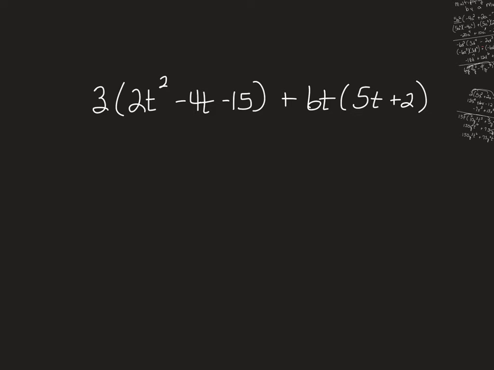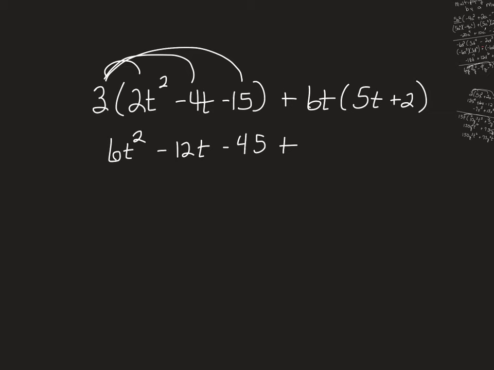All right, let's check this. 3 times 2t squared is 6t squared. 3 times negative 4t is a negative 12t. And 3 times negative 15 would give me a minus 45. Plus 6t times 5t is 30t squared. And 6t times 2 is 12t.